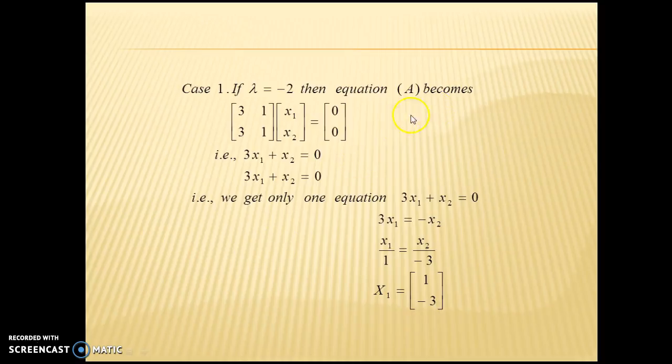Multiplying these two matrices, we have two equations. These two equations are the same. So let us consider only one equation, 3x1 plus x2 equal to 0. That is 3x1 is equal to minus x2, which is equal to x1 divided by 1 equal to x2 divided by minus 3. So capital X1 is equal to 1, minus 3.